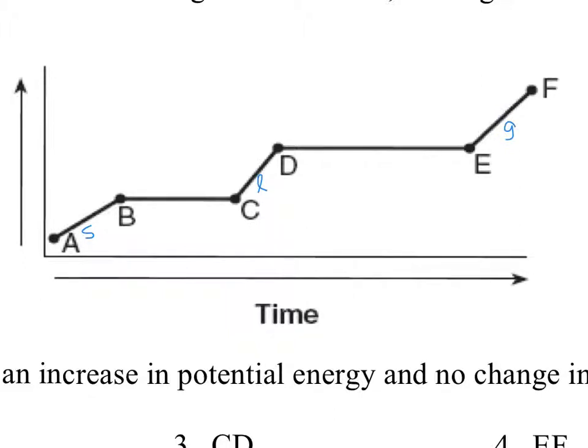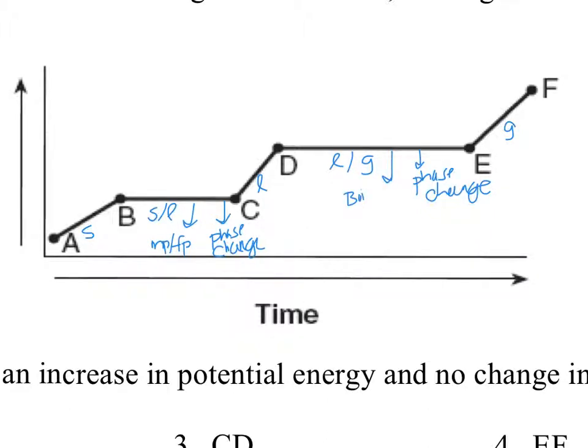At the flat here, this is a phase change, and this is a phase change. And so this is where it is solid and liquid. This is where it is liquid and gas. This is also our melting point or our freezing point, and this is our boiling point or condensing point. They are the same, it just depends which direction you're going.